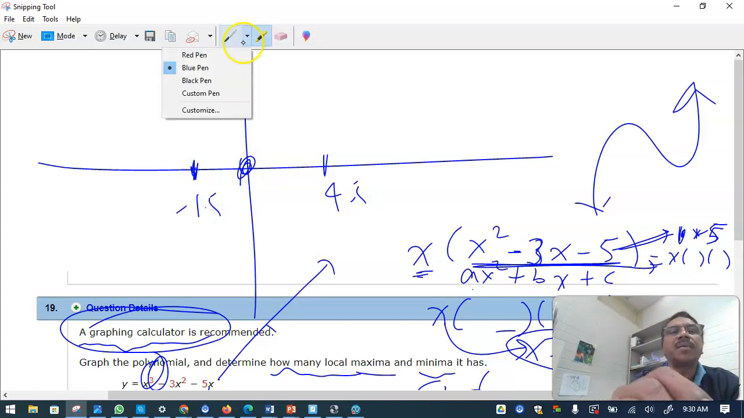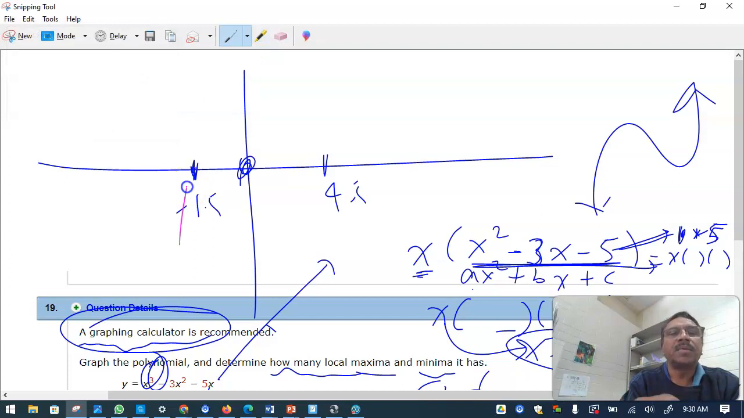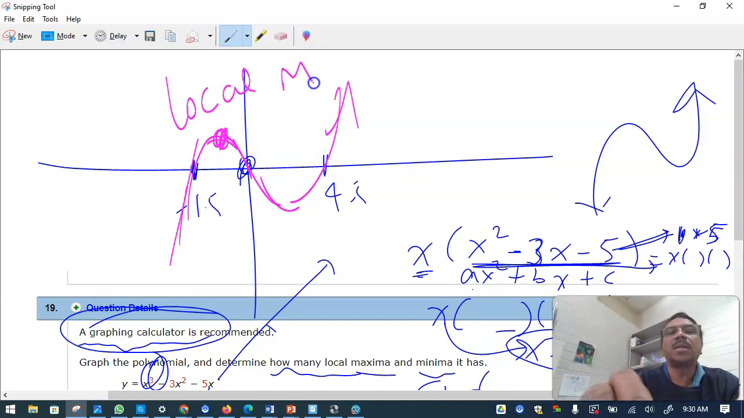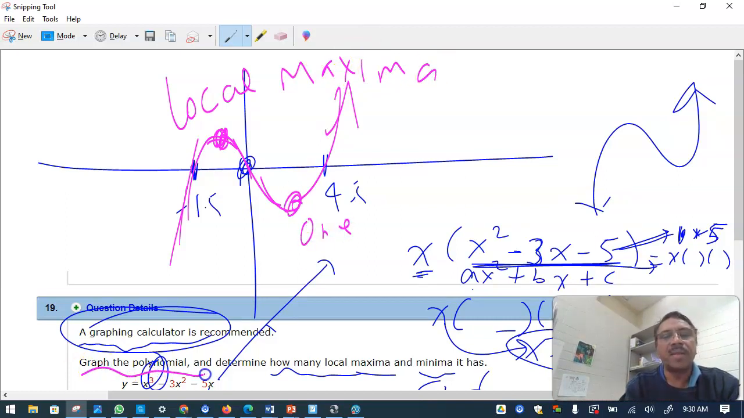The graph goes something like this because it is cubic, and there it is. So there is one local maximum, so this is the local maximum, and there's one local minimum. That's all they're asking. Graph this and check how many local maxima. So there's one local maximum and there is one local minimum.